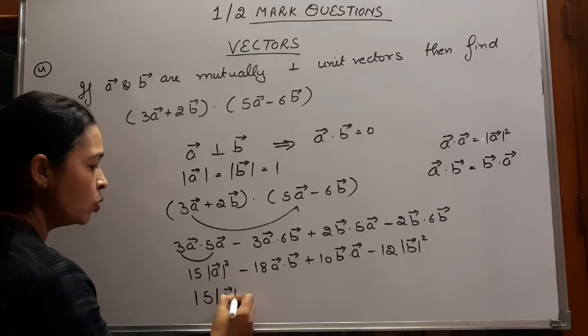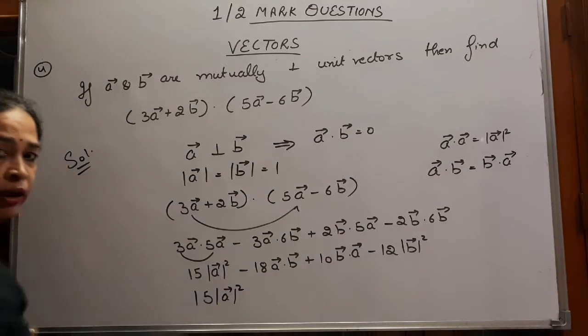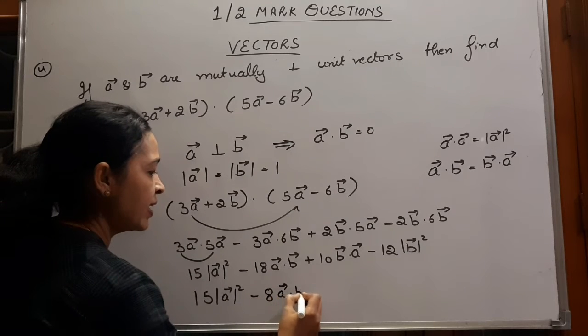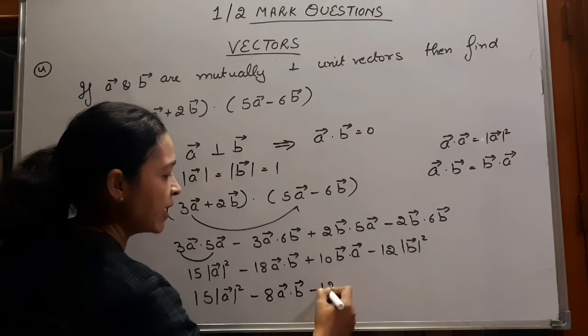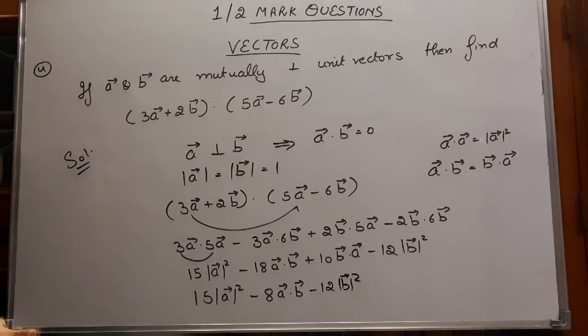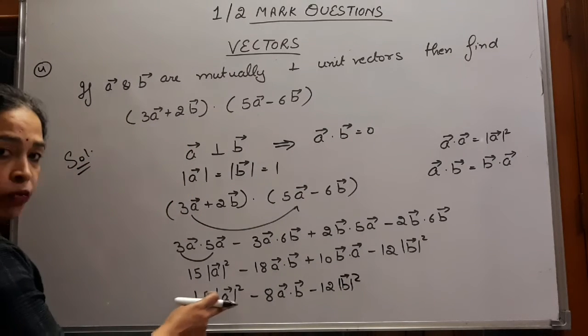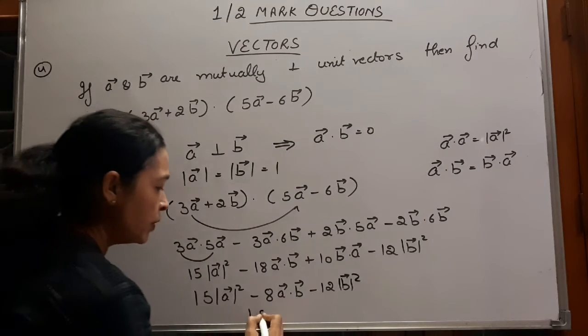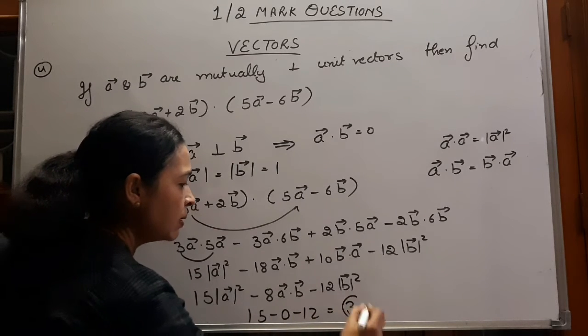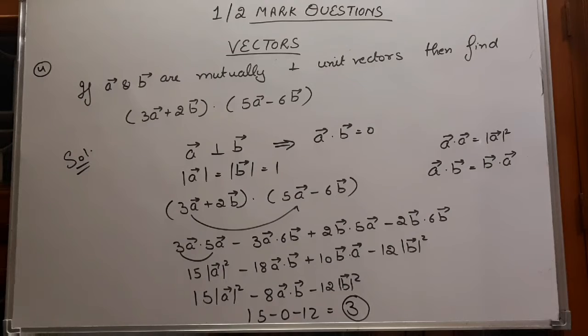15 times A magnitude whole square. A dot B and B dot A are equal. Minus 8 times vector A dot vector B, minus 12 times B magnitude whole square. Vector A dot vector B is 0. Magnitude of A is 1. We have 15 minus 0 minus 12. 3 is our answer.